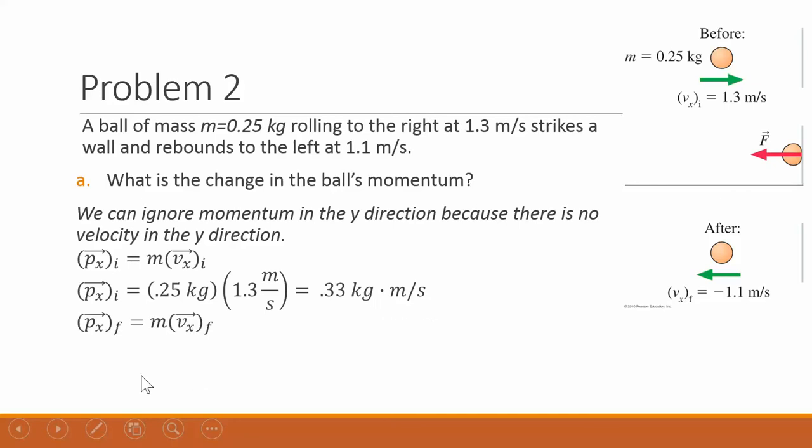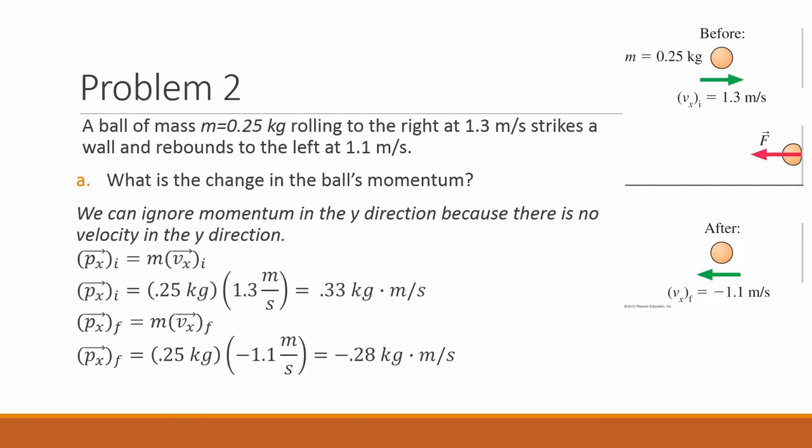Now we can find the final momentum in the x direction, and it's mass times final velocity in the x direction, 0.25 kilograms, and make sure that because it's going to the left, you put the final velocity as a negative 1.1 meters per second. So we get a final momentum of negative 0.28 kilogram meters per second.